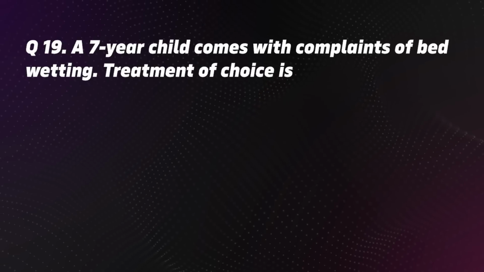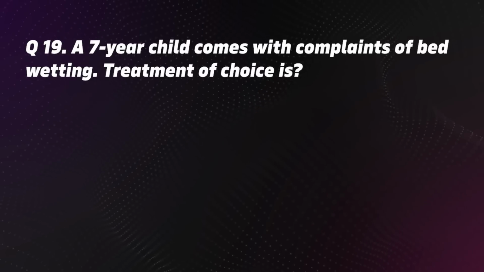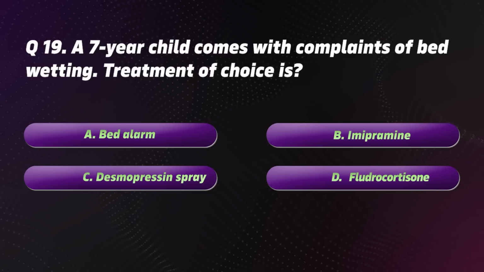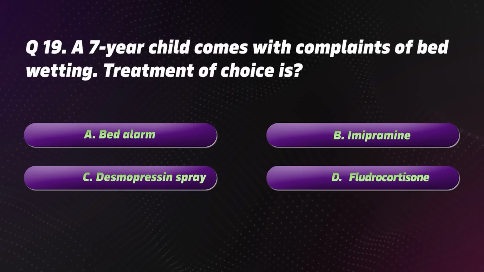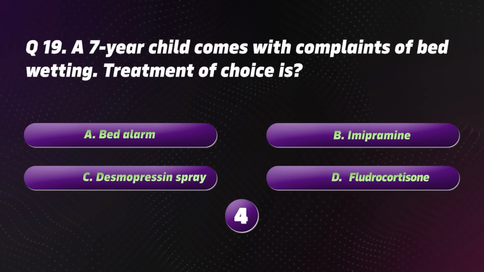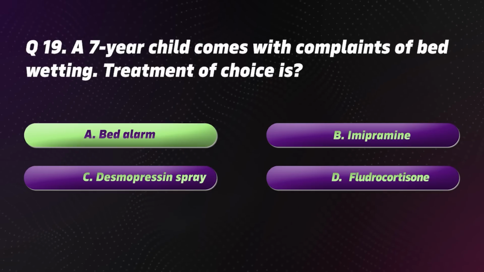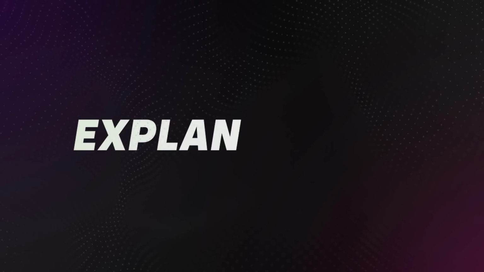Question 19. A 7-year-old child comes with complaints of bedwetting. Treatment of choice? Here are the options. A. Bed alarm. B. Imipramine. C. Desmopressin spray. D. Fludrocortisone. And the correct answer is option A, bed alarm. Here's the explanation.